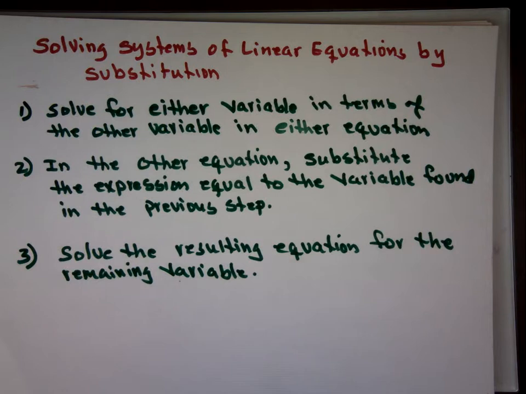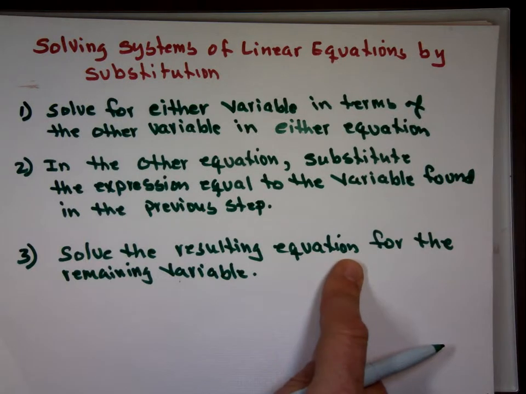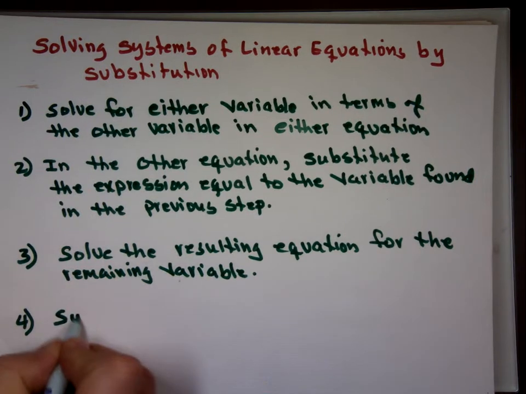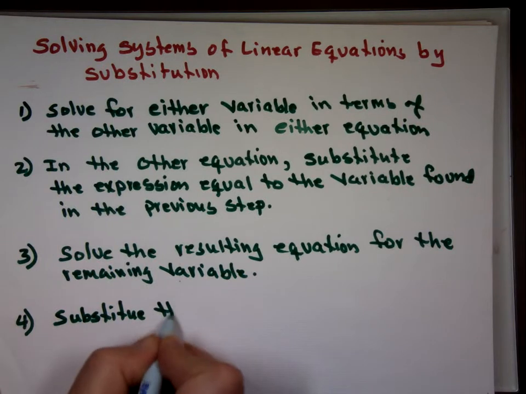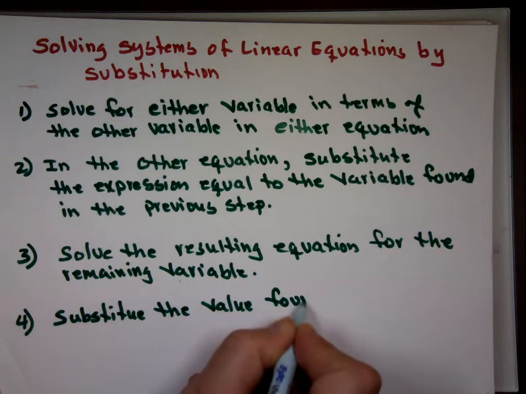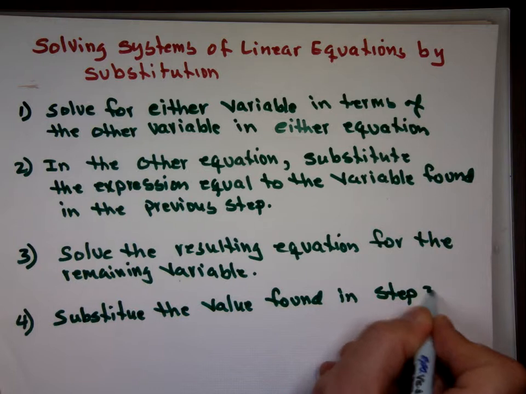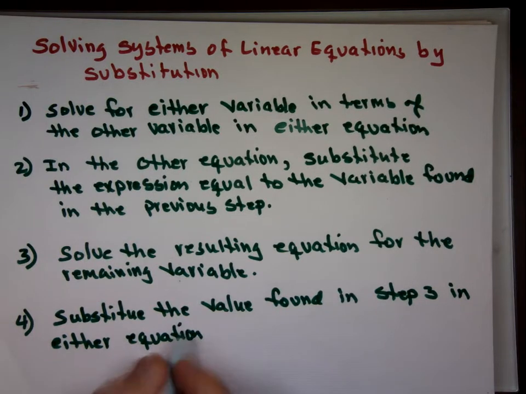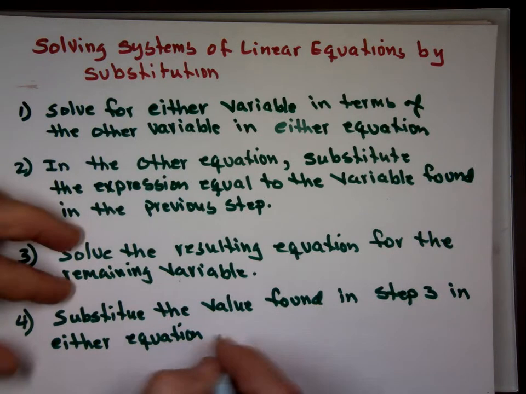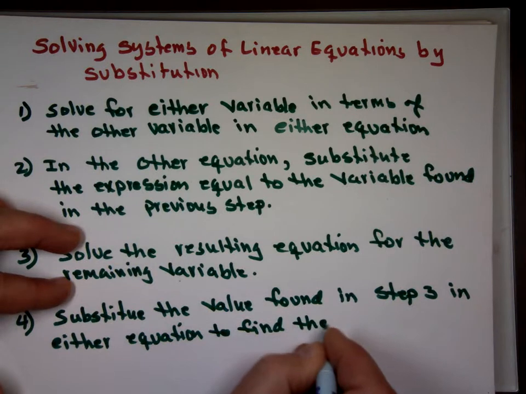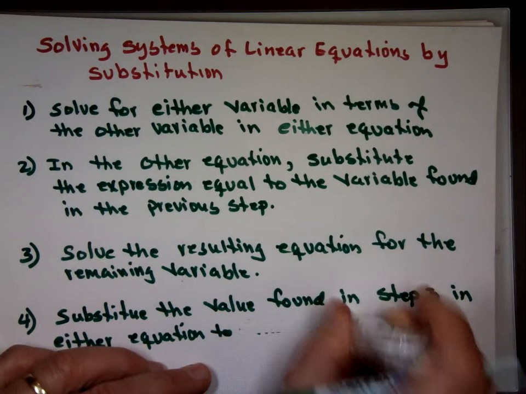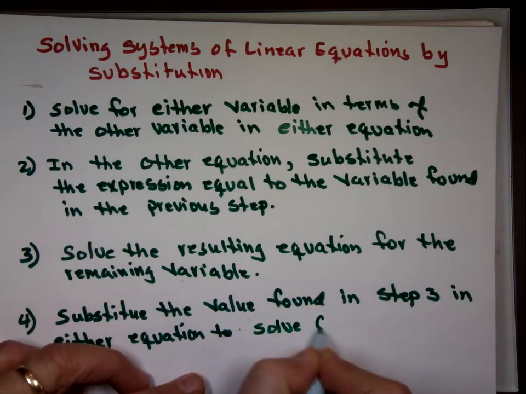Sounds like a lot of steps, but it's not really. Once we go through an example, you see that. And now when you solve, you're going to be solving for one of the variables. So you have to get the other variable. So to get the other variable, that's step number four. Substitute the value found in step three in either equation to solve for the other variable.